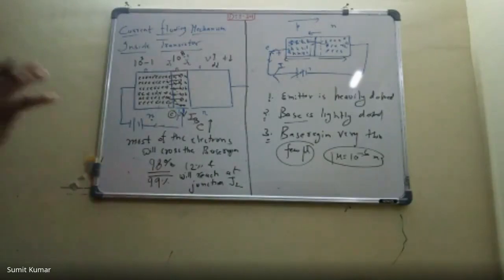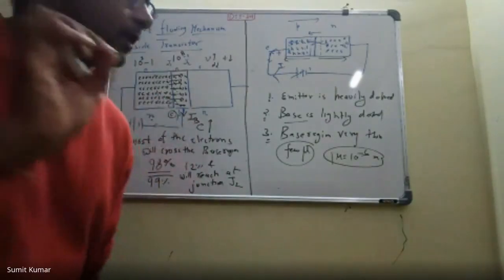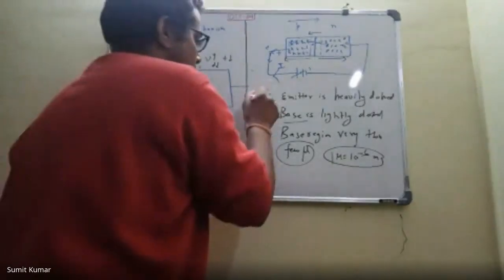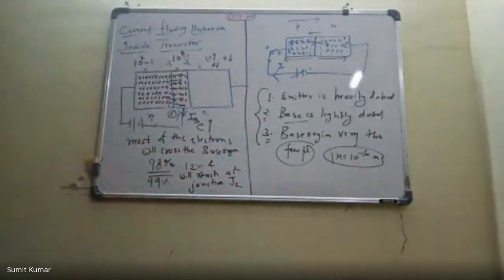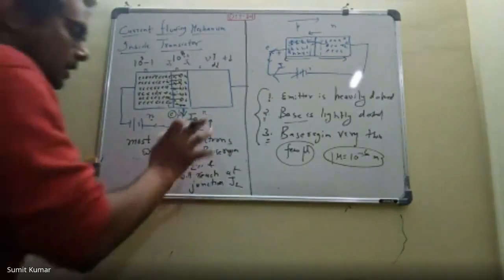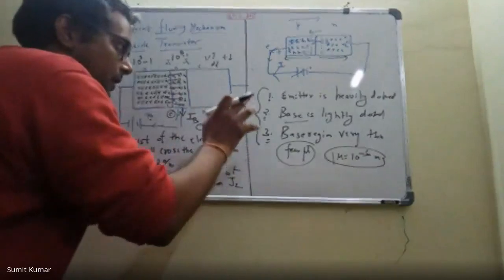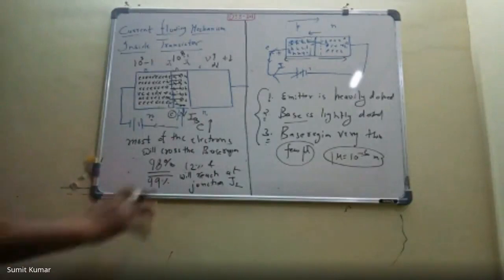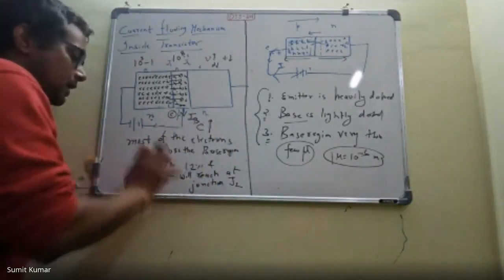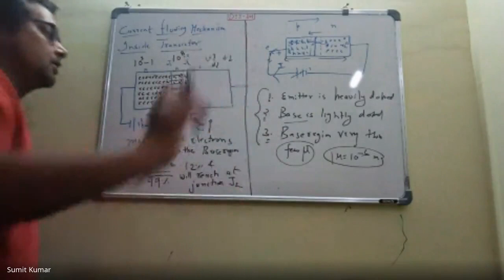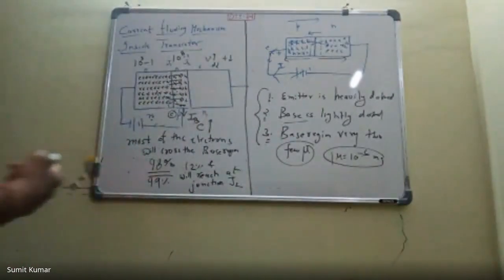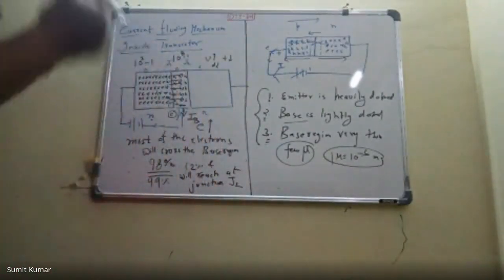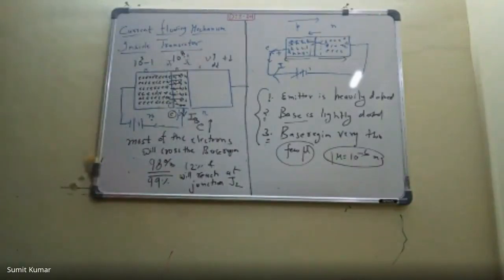So this is the first scenario, and it must be very clear. This scenario is governed by three facts which we have already discussed in the previous lecture, related to the doping and the geometrical aspects of the transistor. So most of the electrons, like 98 to 99%, will cross the base region and will reach the junction J2. Okay, now we shall discuss the next scenario in this current flowing mechanism. What will happen at the junction J2?